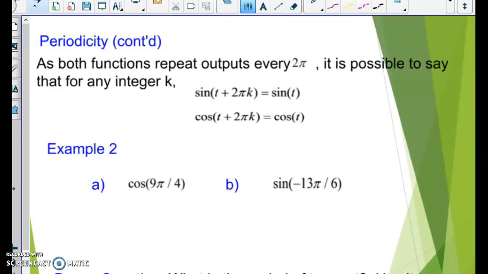So, as both functions repeat outputs every 2 pi, it is possible to say that for any value of k, that's true, because what happens at pi over 6 after 0 and what happens at pi over 6 after 2 pi are the same thing, because they are repeating.